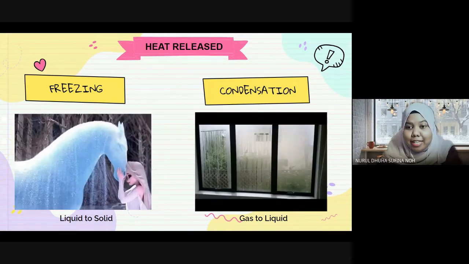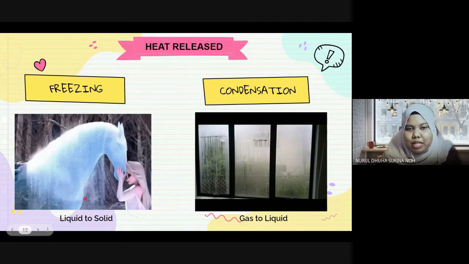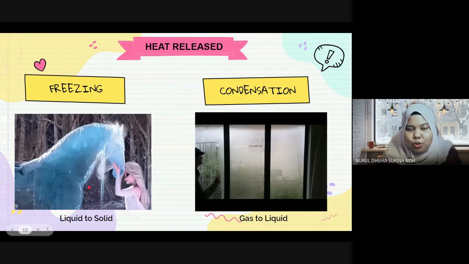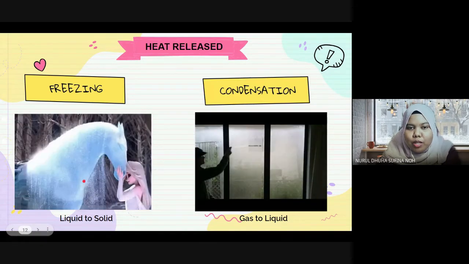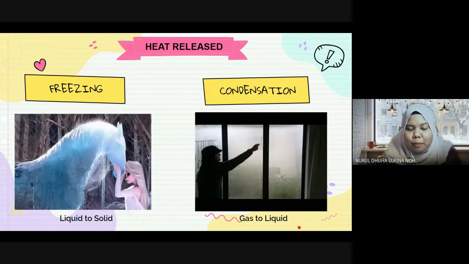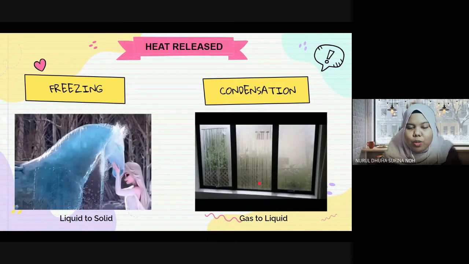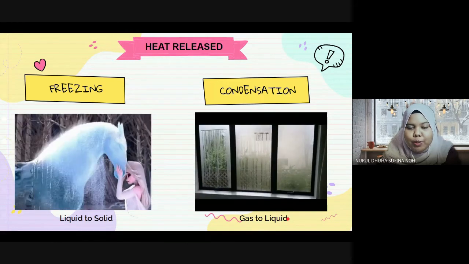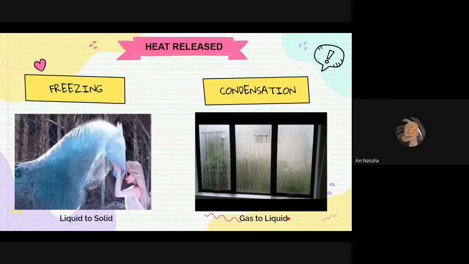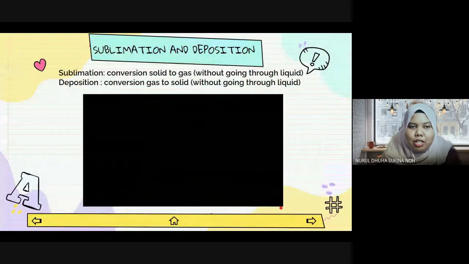I will give another example, which is a steamed mirror in our bathroom. A steamed mirror happens when we use a heater. The warm water vapor will make contact with the cooler surface of the mirror. The warm water vapor is in gas state. When it makes contact with the cooler mirror, it will release heat and form droplets of water which are in liquid state. Do you understand, class? Yes.